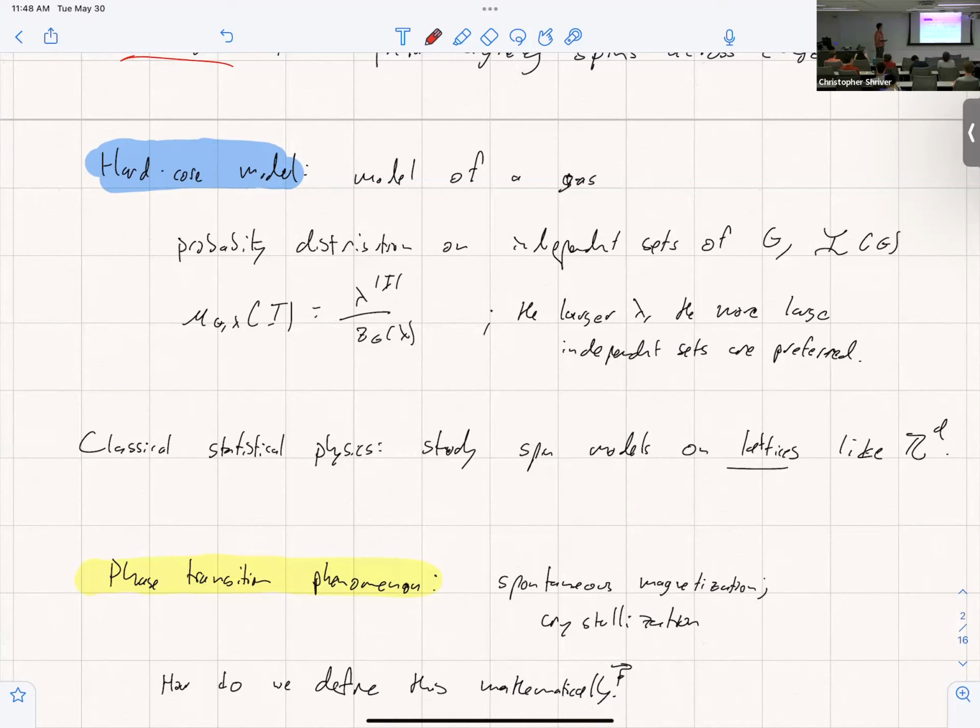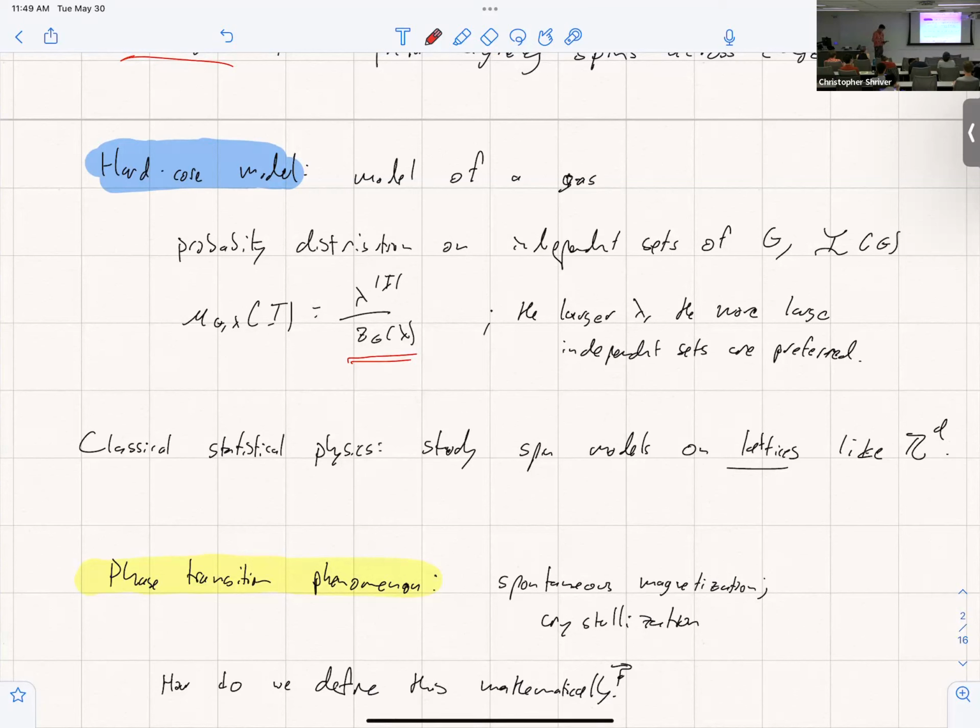And how do you pick this independent set? You pick it with probability proportional to lambda to the size of the independent set, where lambda is some parameter, the activity. Again, you divide by the partition function, which is the normalizing constant. In graph theory, this partition function is called the independence polynomial. The larger lambda is, the more you prefer large independent sets in your probability distribution.